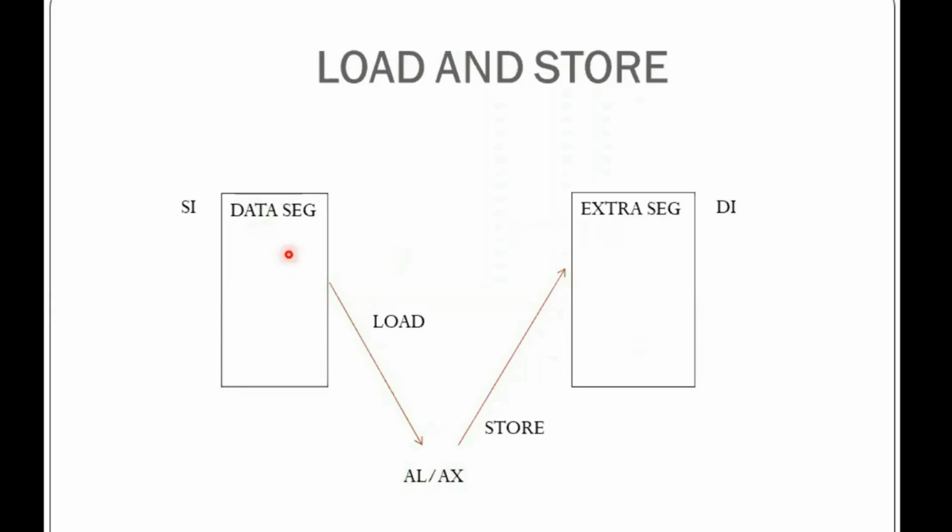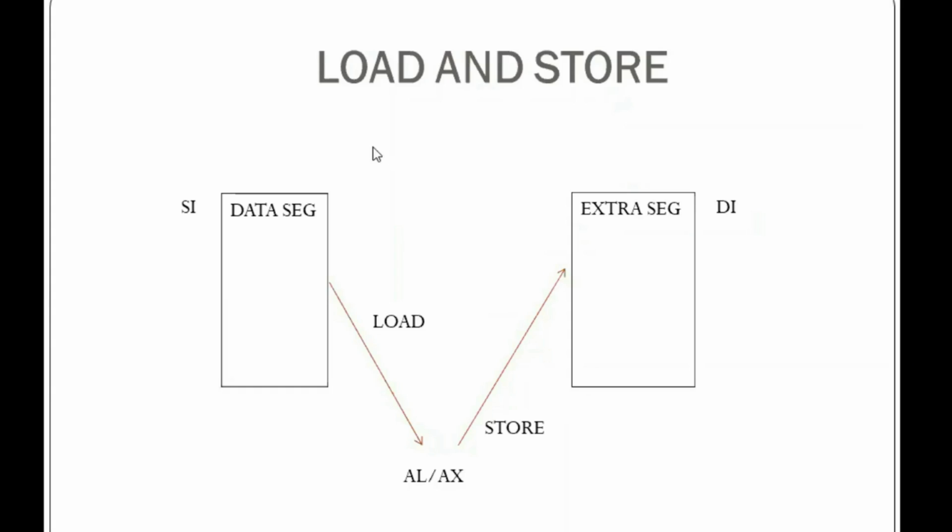Load is used to transfer data from data segment to AL or AX register. Once the data is transferred to AL or AX register, then to transfer that data from this accumulator to extra segment, the instruction store is used. So load is used to transfer data from data segment to accumulator, and store is used to transfer the data from accumulator to extra segment. Good, very nice. And here comes the question.